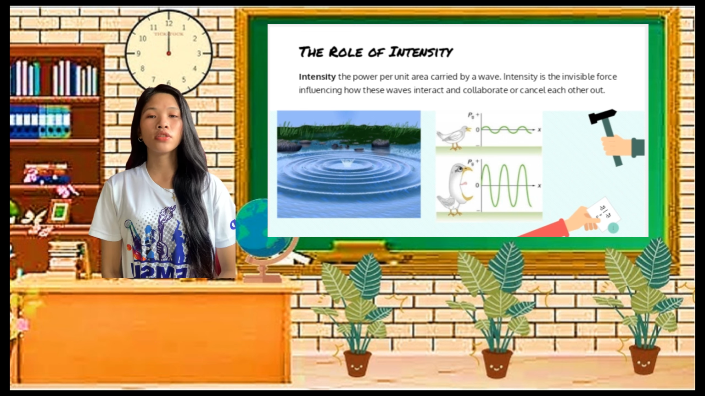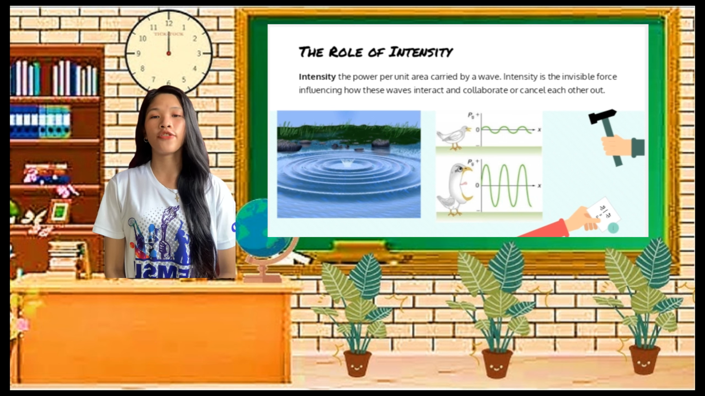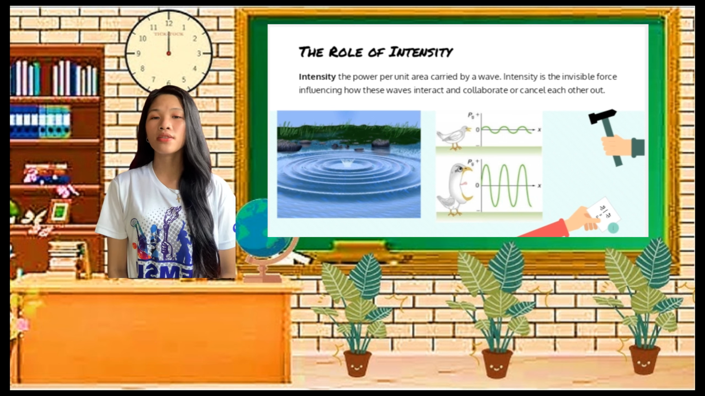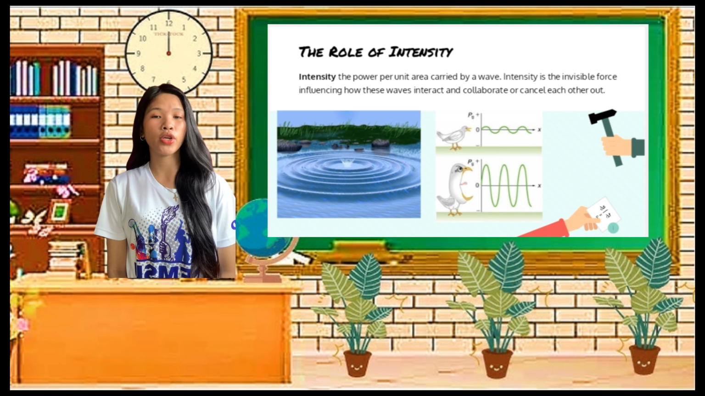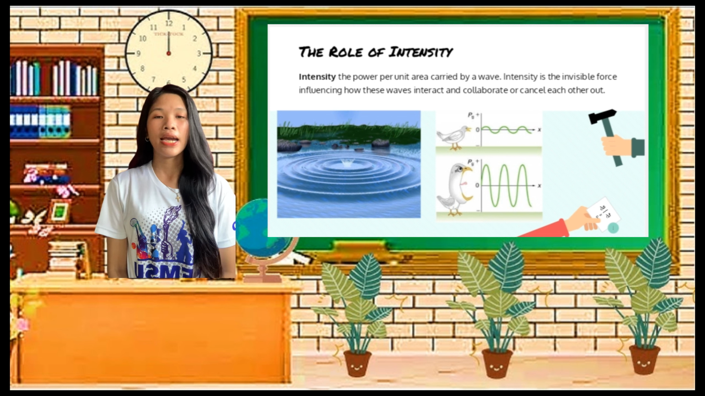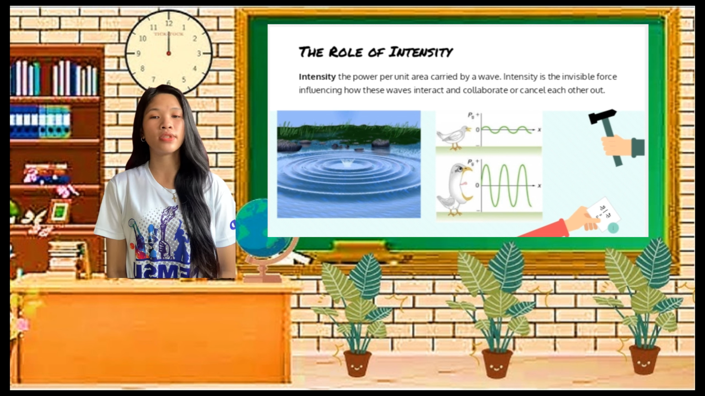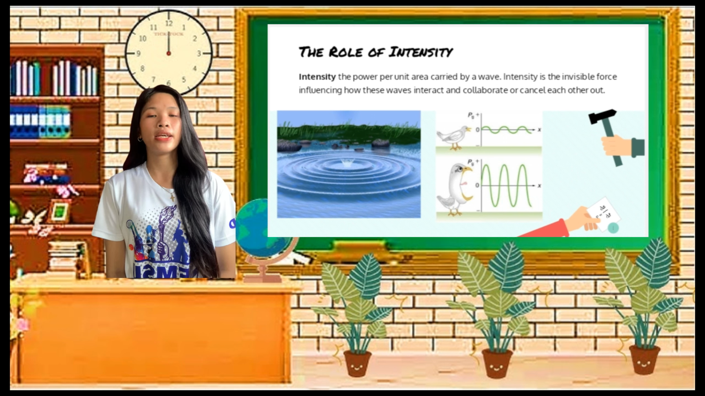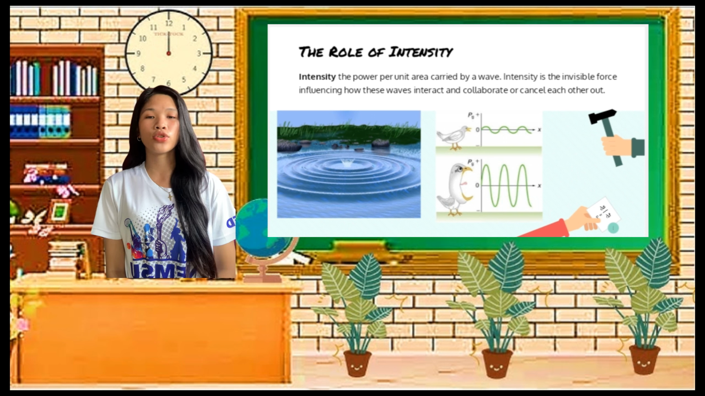Now, let's move on to the role of intensity in interference. But before that, what is intensity first? Well, intensity is the power per unit area carried by a wave. Intensity is the invisible force influencing how these waves interact and collaborate or cancel each other out. If the intensity is high, it leads to a bigger interference. And if the intensity is low, it leads to small interference. In short, they are directly proportional.